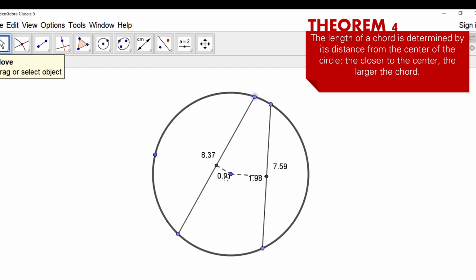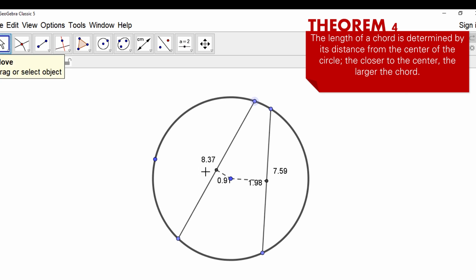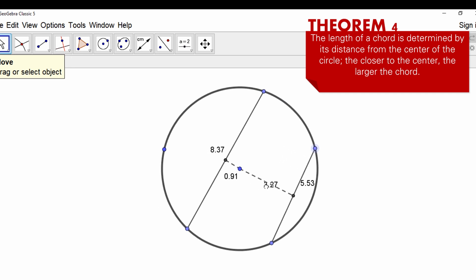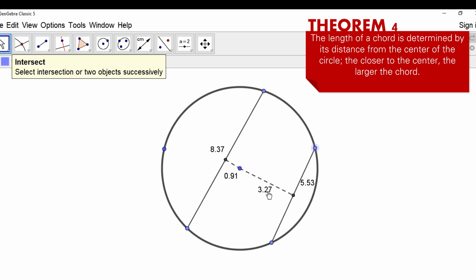In this case, mas malapit na siya ngayon sa center. 0.91 units na lang yung distance niya. And it's actually bigger than 8.37. Ilayo natin ng konti yung isang chord. Yan. Mas malayo ngayon siya sa center, which is at 3.27 units away from the center. And the length of the chord is 5.53. Okay? So I think it verifies the theorem now.